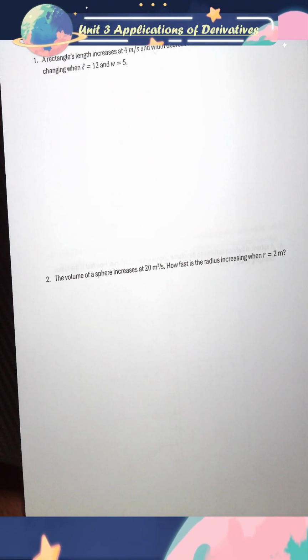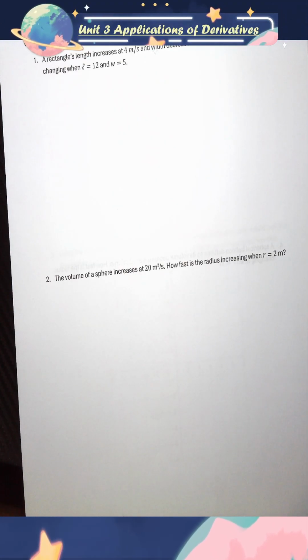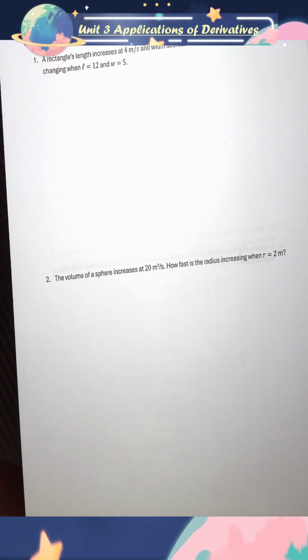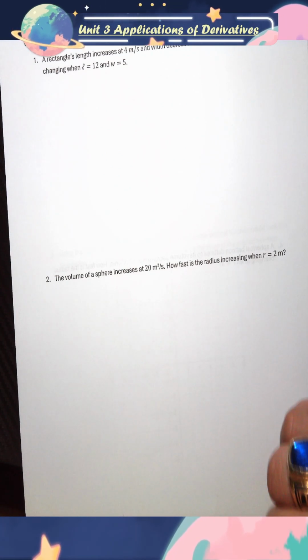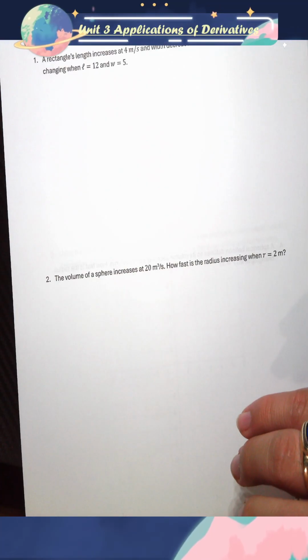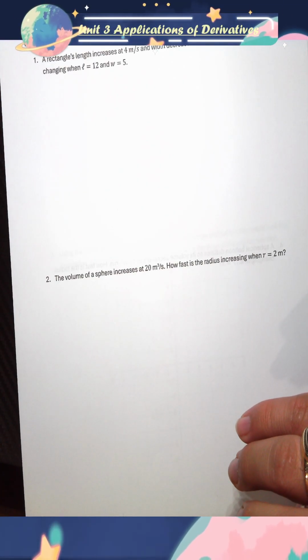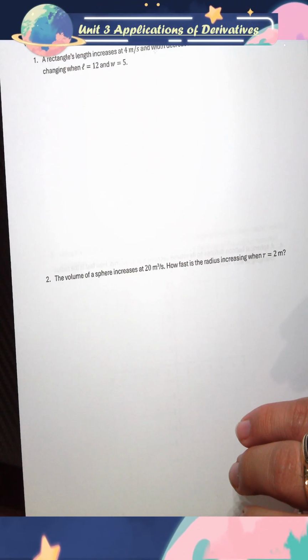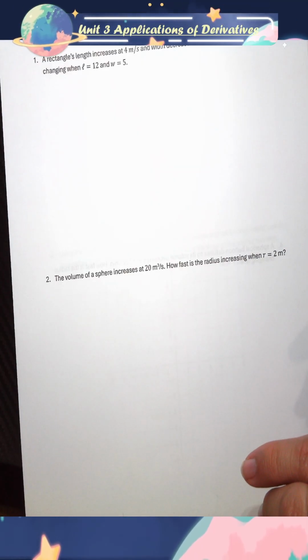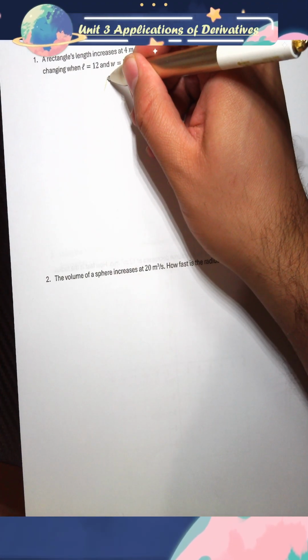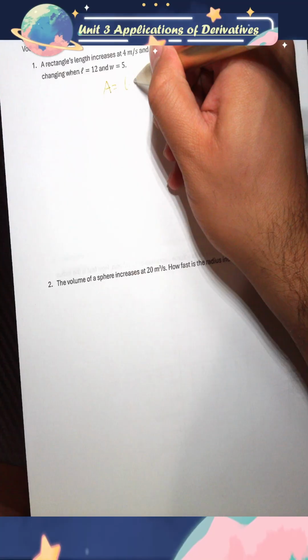Rectangles. Ooh, I'm tired. Okay. A rectangle's length increases at 4 meters per second and its width decreases at 1 meter per second. How fast is the area changing when L is 12 and W is 5? Okay, so we're literally just measuring an area. So let's go ahead and put the area function. The area of a rectangle is length times width.